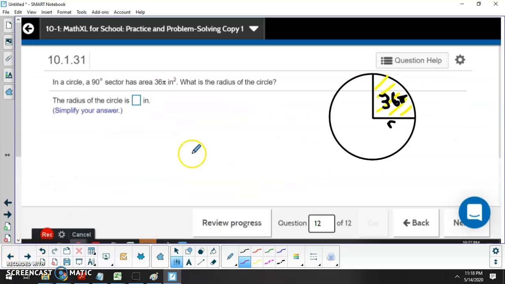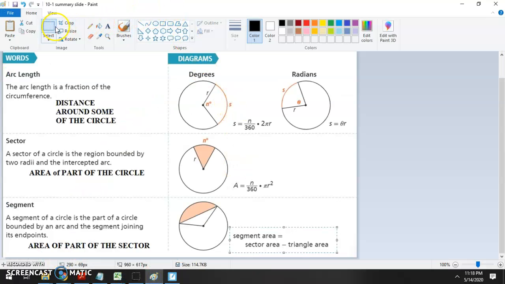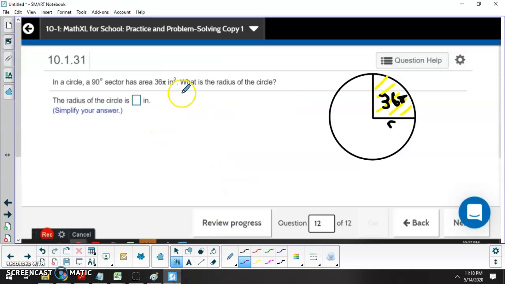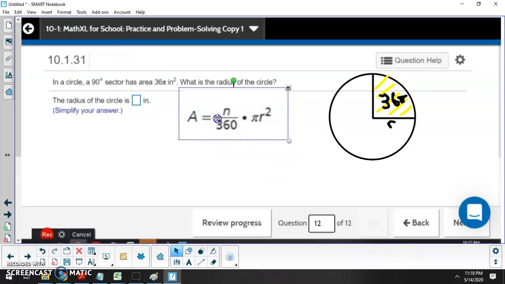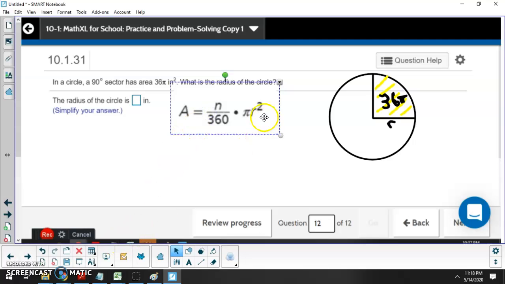All right. Last one to go over here is a little bit different. We're trying to find the radius now given the sector. So let's go back and think about what the sector formula is. We just used it on the last two problems, by the way. Actually, the last three problems. So here it is. Okay, there's the formula for a sector. Now let's put in what we know. Okay, let's go ahead and substitute what we know.